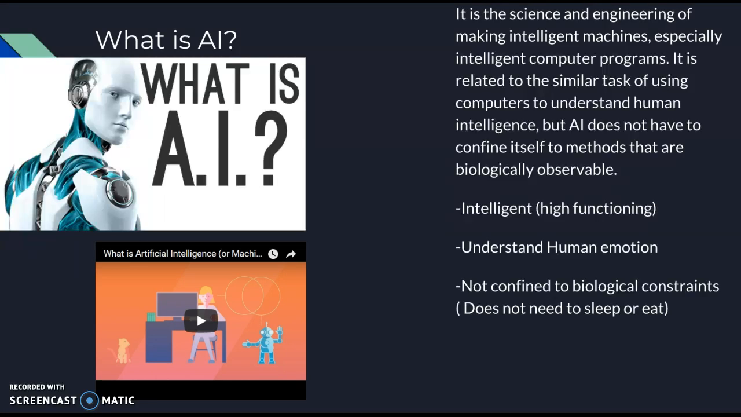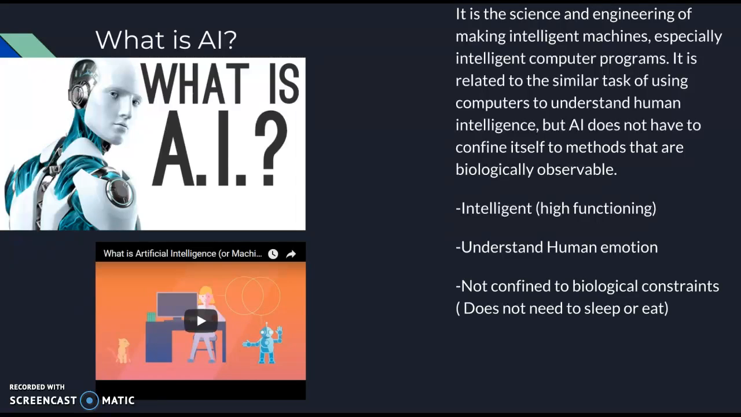So first things first, what is AI? AI is the science and engineering of making intelligent machines, especially intelligent computers. It is related to the similar task of using computers to understand human intelligence. But AI does not have to confine itself to methods that are biologically observed.